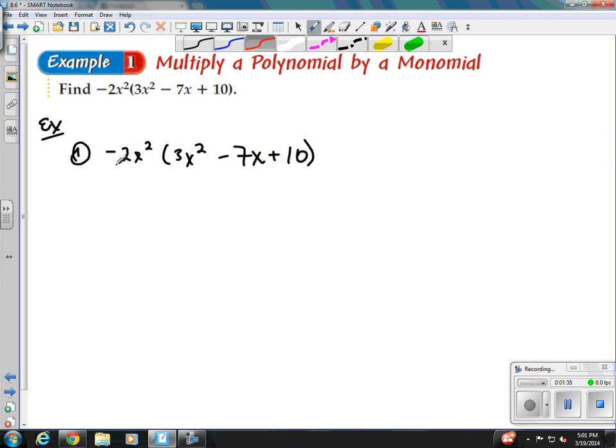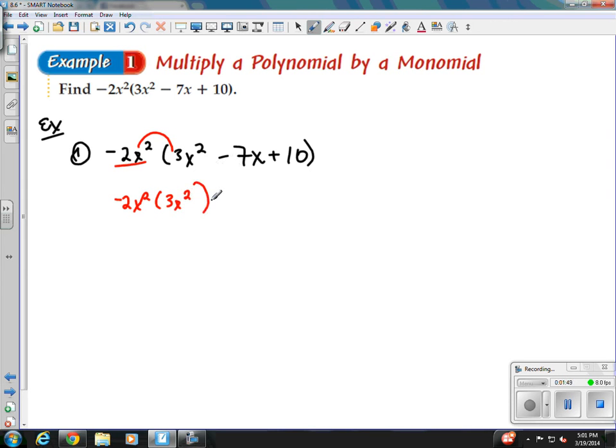So next, negative 2x squared is right beside it. That means they're being multiplied, so we have to distribute. So it's going to be negative 2x squared times 3x squared. Then you always want to use the sign in front, so it's a negative, so it's going to be negative 2x squared times a negative 7x, once again using that sign in front. And then negative 2x squared times a positive 10.